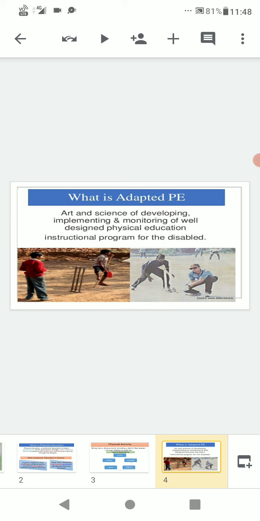In simple words, it can be stated that adapted physical education is basically a specially designed physical education program for differently abled students. Adapted physical education provides safe, personally satisfying, and successful experiences of physical activity to children who are differently abled. In fact, it is a direct service, not a related service.